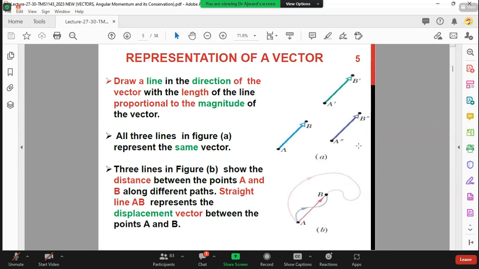Representation of a vector. To represent a vector, you draw a line in the direction of the vector, with the length of the line proportional to the magnitude of the vector. For example, the force. Do you know the units of force? Anyone remember? Standard SI units? Newtons, right? So if some force is acting on some object, then you can represent it using a vector.